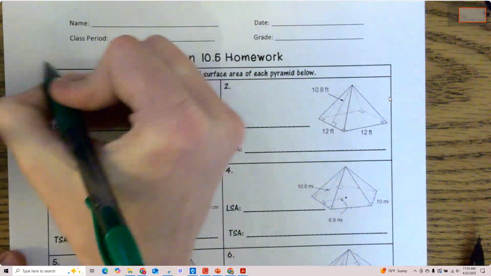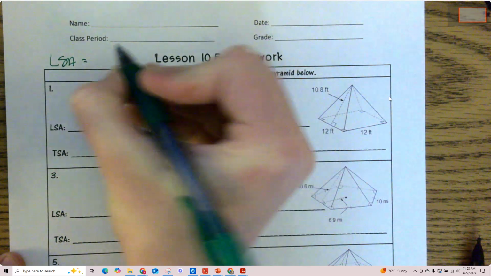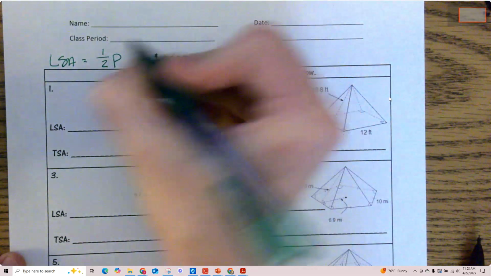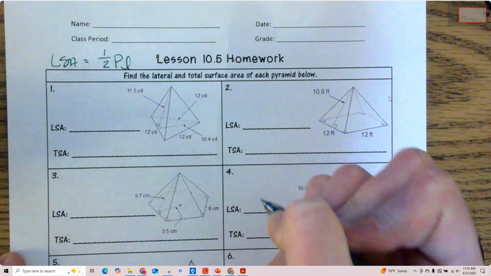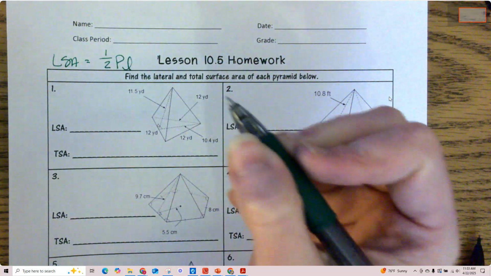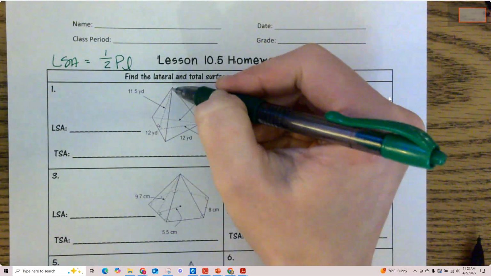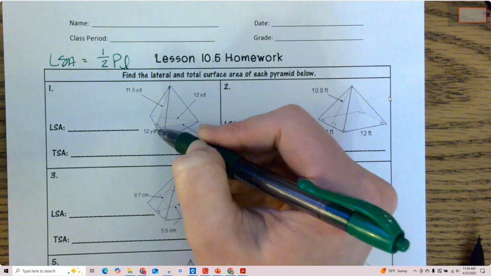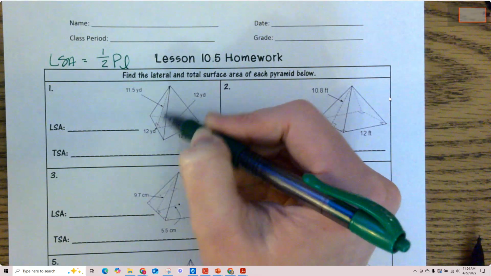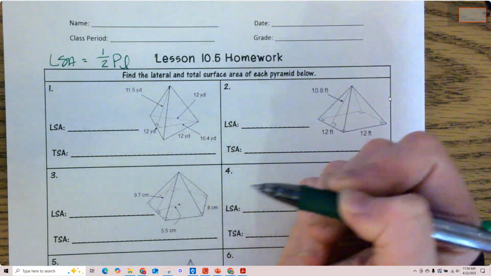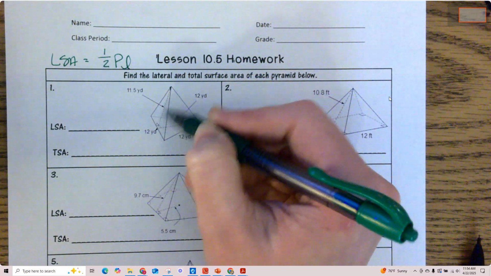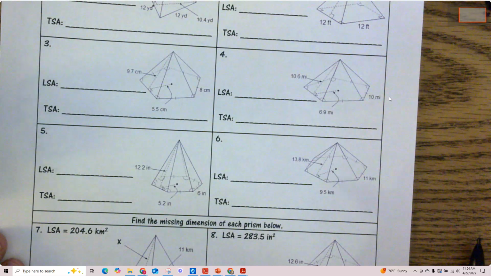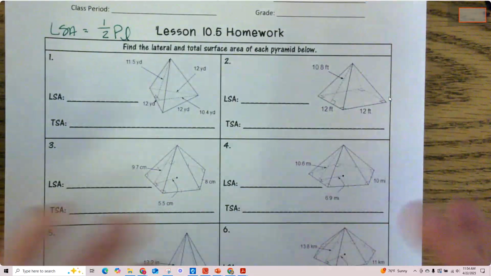Okay, lateral surface area is 1/2 big P, that's the perimeter of the base, times the slant height. So we talked about this when we did volume. The height of the pyramid is from the tippy top point straight down. The slant height is if you were on the outside of the pyramid and you walked up one of the outside faces. So that's what's given to you here. That's a slant height. Okay, typically they don't give you a height in these because you don't need it.